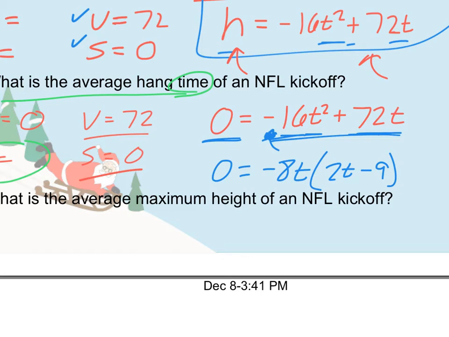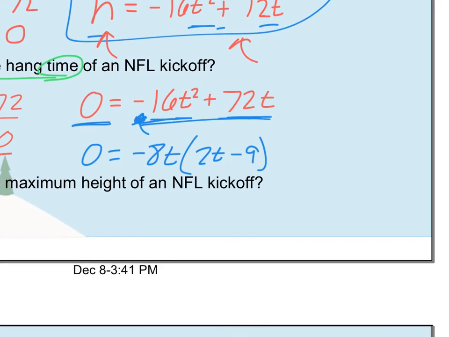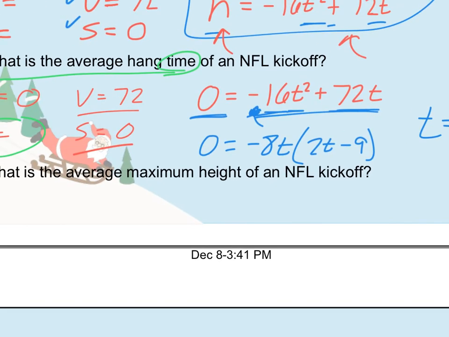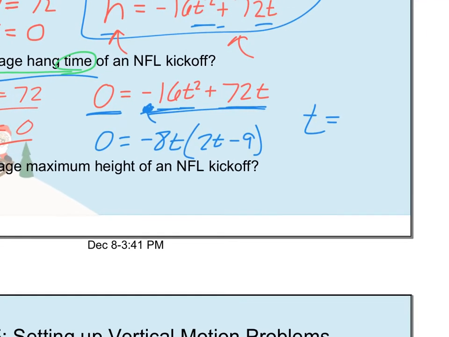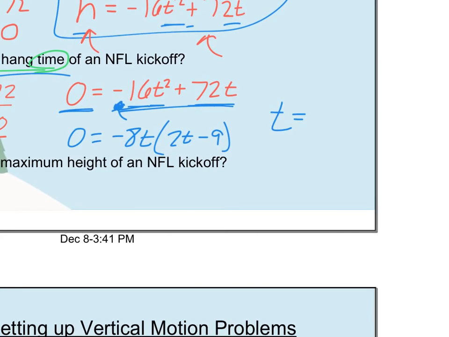Good, I've done the factoring correctly. I've got this in factored form, so now I can find my solutions for t. And again, that makes sense because the question was asking what's the average hang time, okay? That's the amount of time we're looking for. So t equals what? There are 2 different t's here that I could plug a number in for and make this side 0. This one out front is actually 0 right here. I can put 0 in there, and that will cancel everything out.